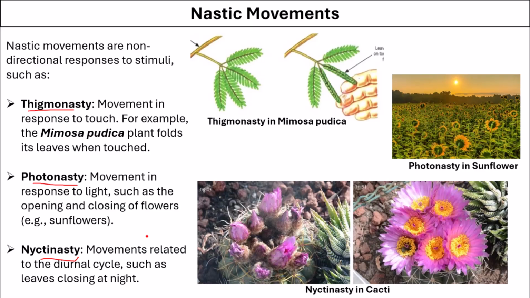Young sunflower heads can follow the sun across the sky. This directional response to sunlight is called heliotropism. Mature sunflower heads usually stop following the sun.